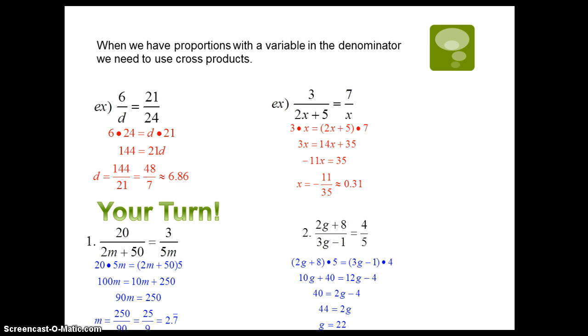So 2g plus 8 times 5 equals 3g minus 1 times 4. Distribute, cancel that constant and cancel the coefficient, and we end up with g being 22. If you have questions on these, just bring them to class and I'll be happy to go over them.